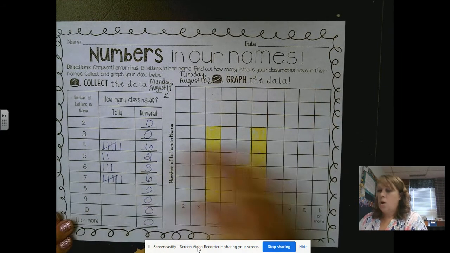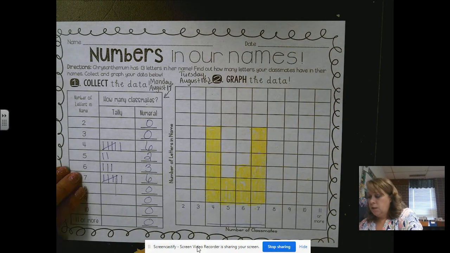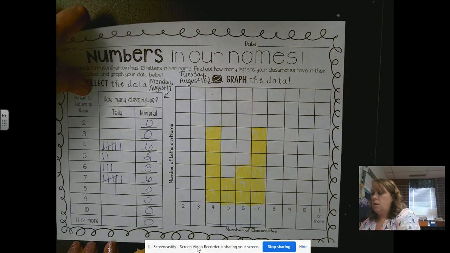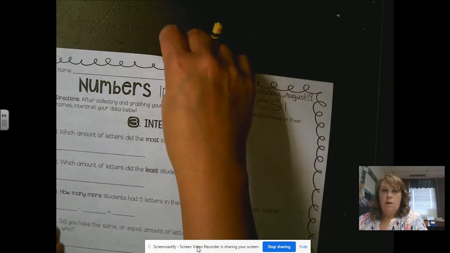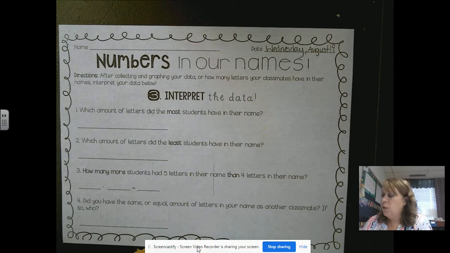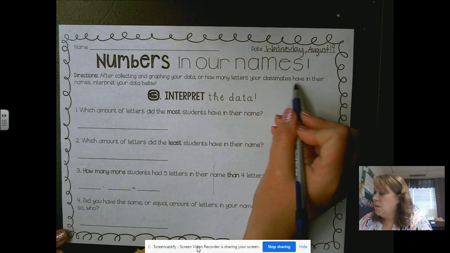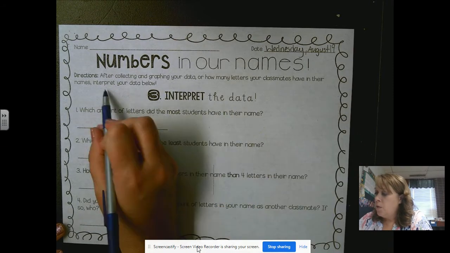Okay, so your part 1 and your part 2, your graph, should look just like mine. Now we're ready to do part 3, which is on the back. All right, the directions for part 3 say, after collecting and graphing your data on how many letters your classmates have in their names, interpret your data below.